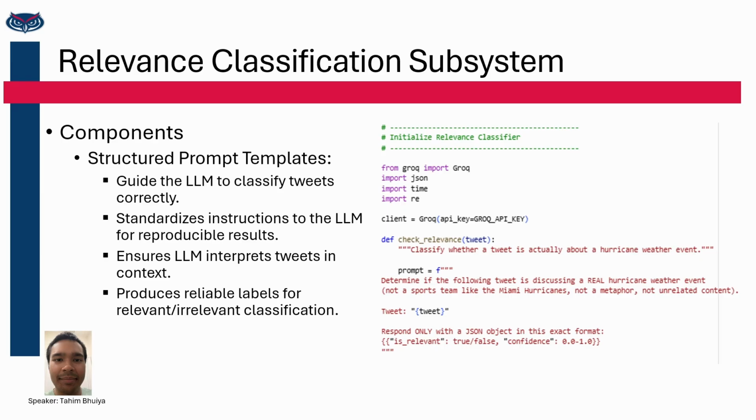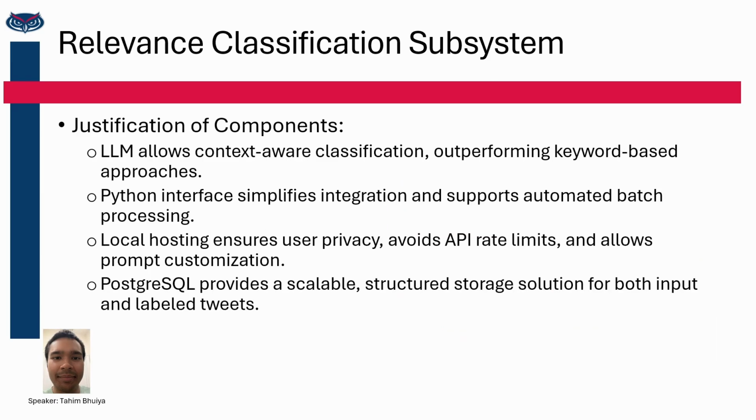And this makes our relevance classification both precise and trustworthy, especially for downstream analysis. And each component of our relevance classification subsystem was carefully chosen for its role. The LLM enables context-aware classification, which will perform far better than if we were to go with a traditional keyword-based approach. The Python interface simplifies integration, allowing for automated batch processing of our large datasets.